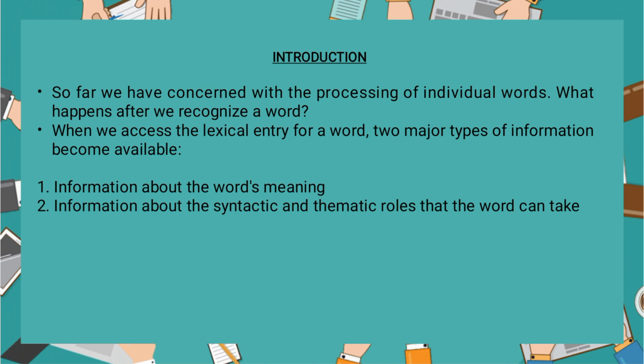Imagine you're reading a sentence. Your brain doesn't just see a bunch of letters. It recognizes those letters as words. Once it knows a word, it does two important things. 1. It figures out what the word means. For example, cat means a furry animal with whiskers. 2. It figures out how the word works in a sentence. For example, cat can be the subject, "The cat sat on the mat," or the object, "I saw a cat." These two things are like the two sides of a coin. You need both to understand the sentence properly.